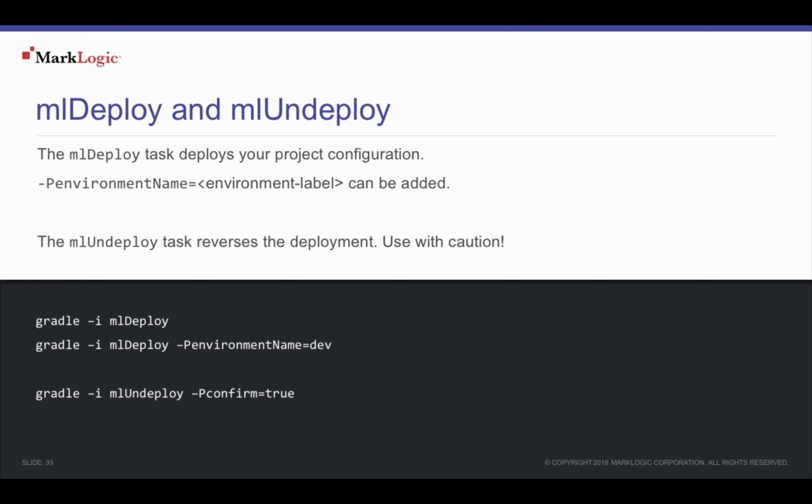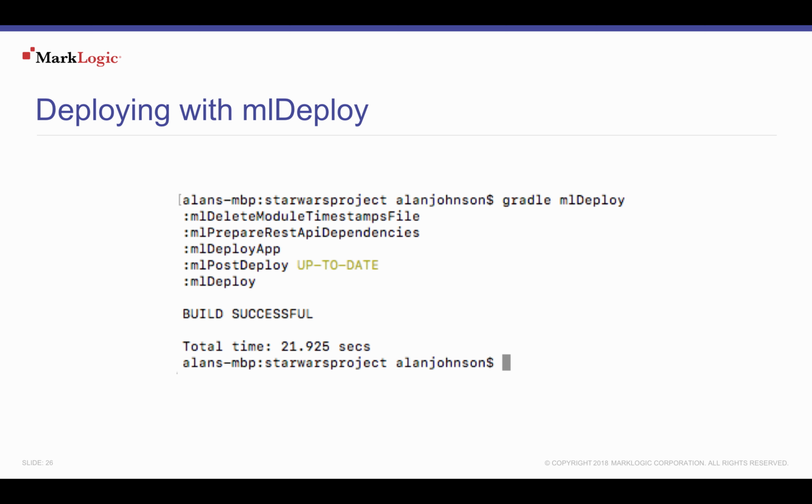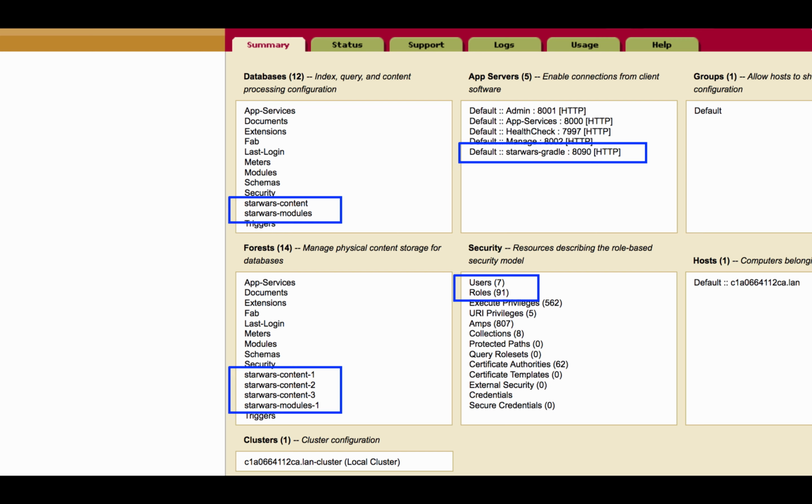Resource configurations deployed can be removed by using the ml-Undeploy ml-gradle task. Because this is a destructive task, care must be taken. To ensure a catastrophic accident doesn't take place, the task requires a property -p confirm equal true to be set. Change to the Unit 3 customized, then Star Wars project directory. We then deploy the project by entering gradle ml-deploy. After deploying, our resources have been created, including our application server and databases.